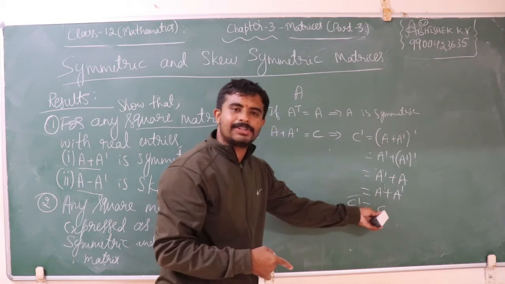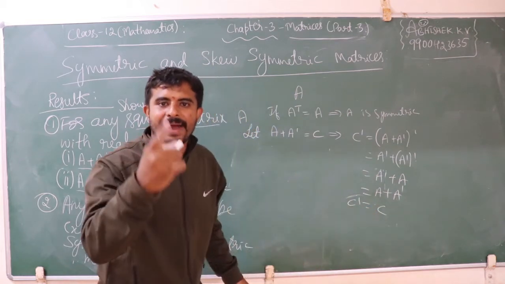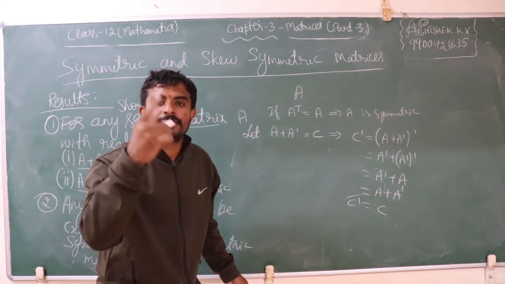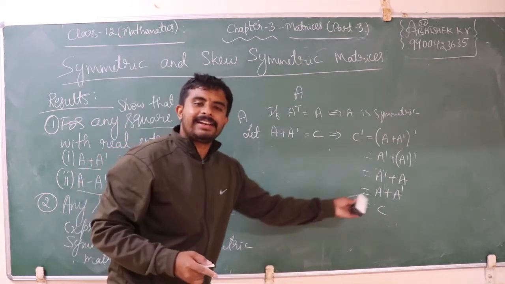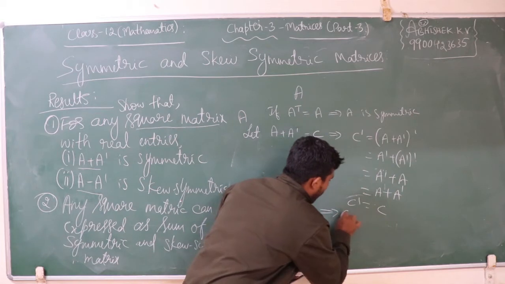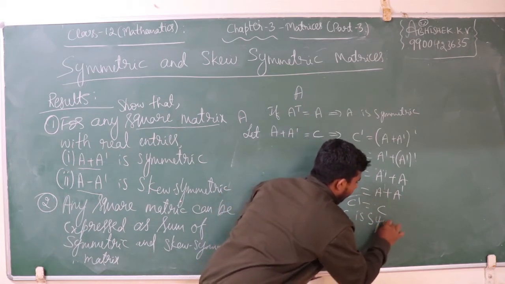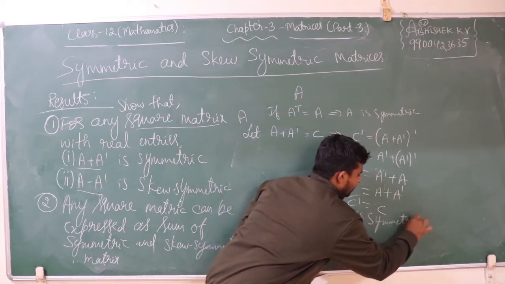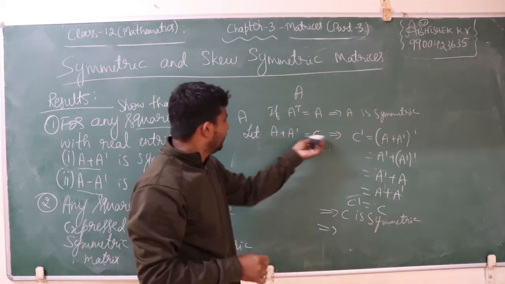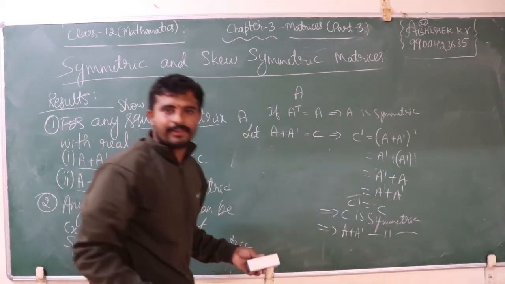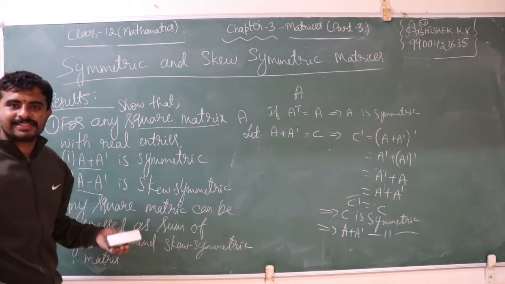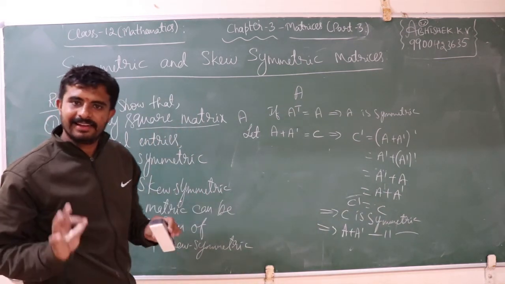Let's say C transpose is equal to C. I already told you, a square matrix A is said to be symmetric if A transpose is equal to A. If C transpose is equal to C, this implies C is symmetric. What is C? A plus A transpose is symmetric. We need to prove that A plus A transpose is symmetric. Hence the proof. Is it clear?